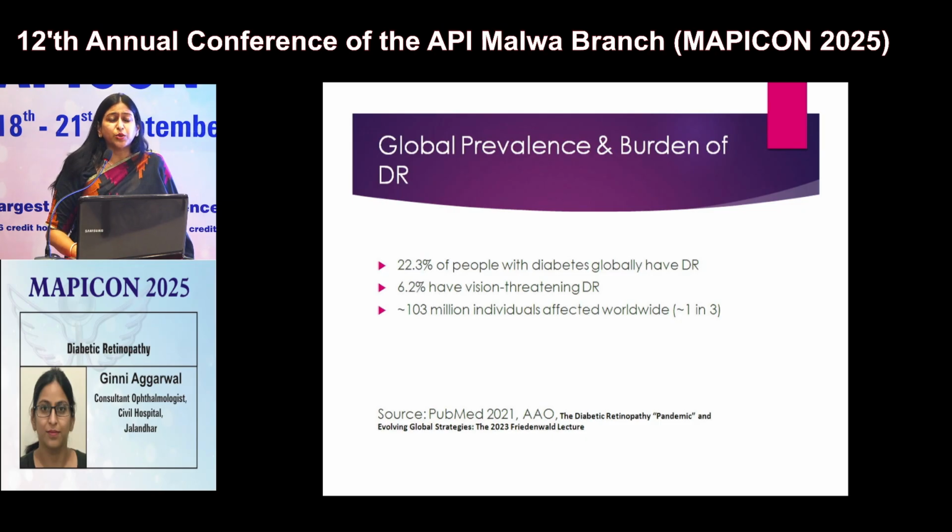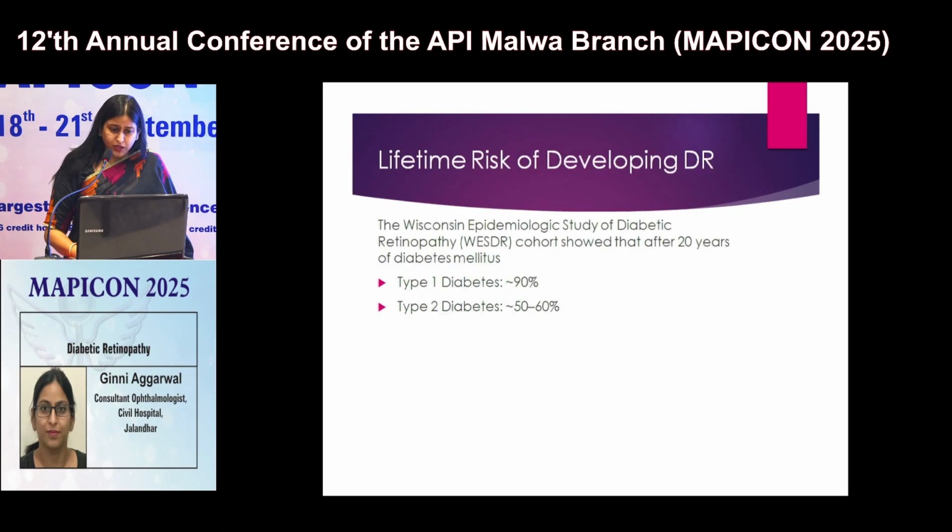And the staggering question now is that the working population, the age between 40 to 50, are also getting affected by it every day. So the lifetime risk of developing diabetic retinopathy, there was a very good cohort study conducted in Wisconsin, and the study showed that over a period of 20 years, 90% of type 1 diabetics have some degree of retinopathy, whereas the same percentage is 50 to 60% in type 2 diabetics. Now this is a very significant number.